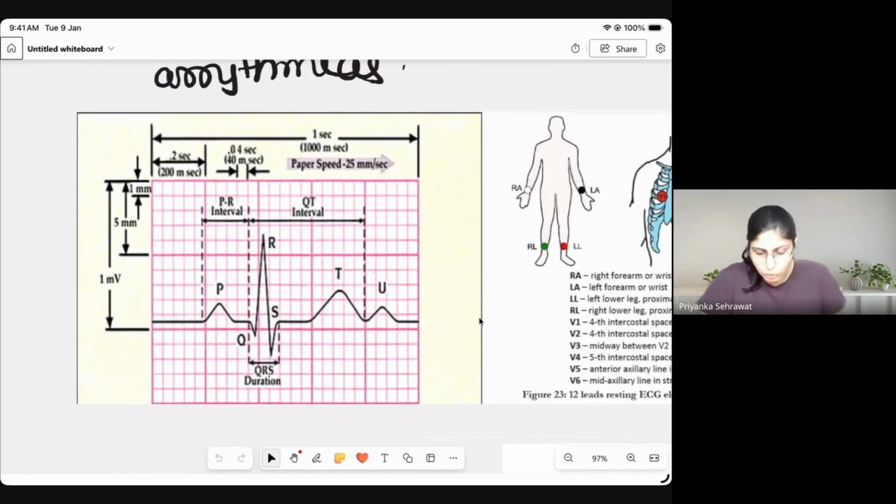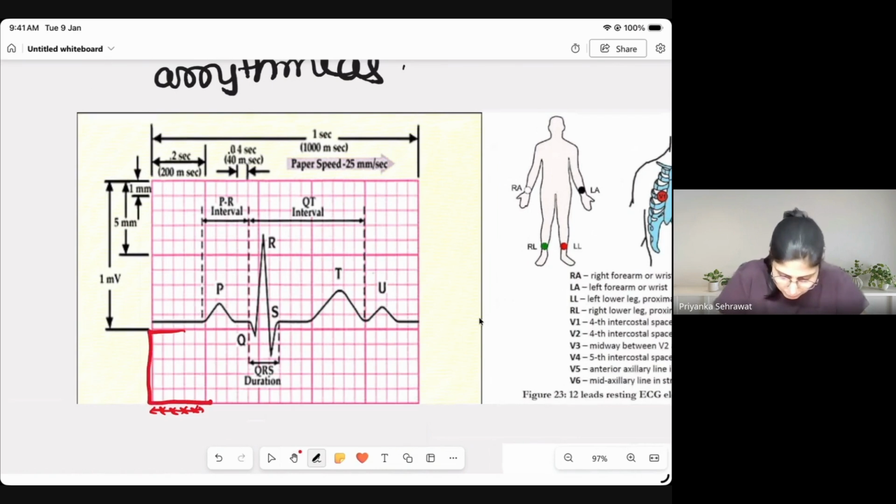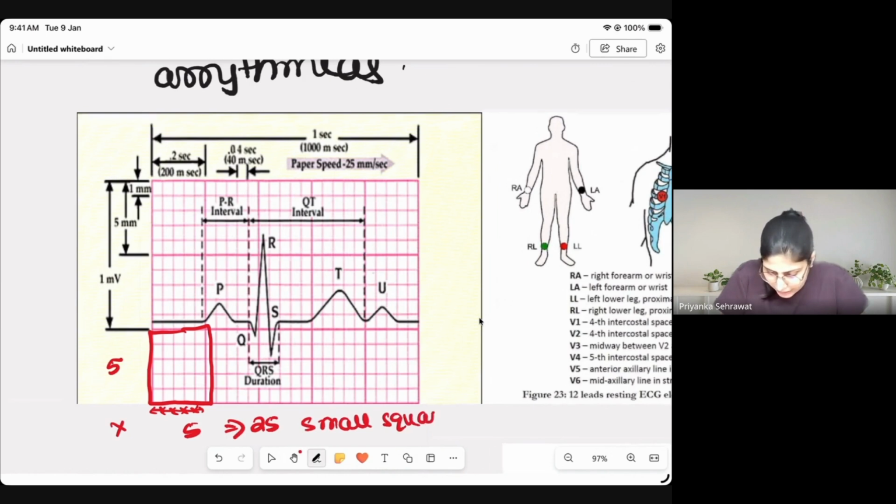First of all, we should know that an ECG paper has some basic measurements on it, right? So we should be aware of those measurements. There are very small squares, which we call small squares on an ECG paper. And then there is a big square, which we call a large square. One large square consists of 5 small by 5 small, a total of 25 small squares.